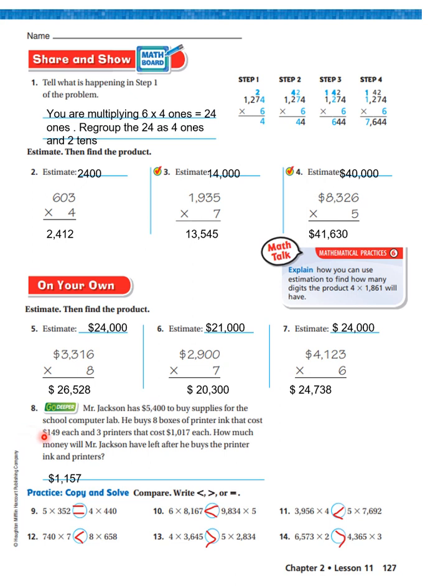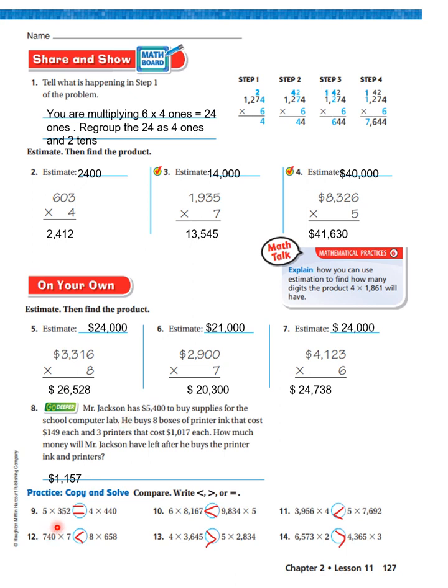Well, you're going to say 8 times 149, and then you're going to say 3 times 1,017. All right, you're going to subtract the 2, and you're going to come up with this answer, $1,157. If you didn't, you need to go back and do the problem again. All right. Practice, copy, and solve.